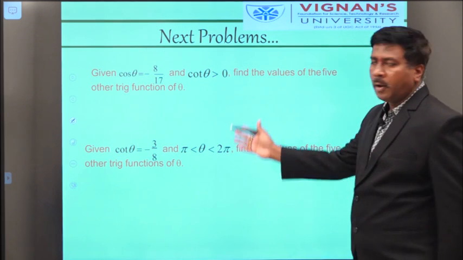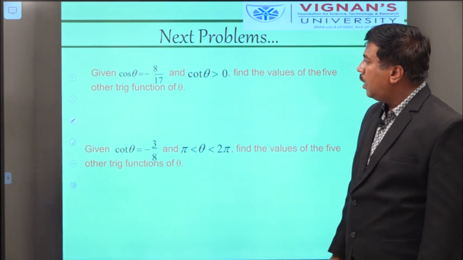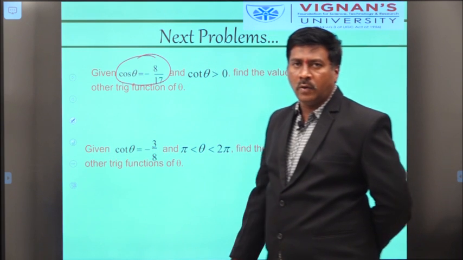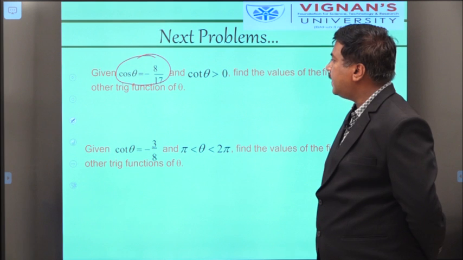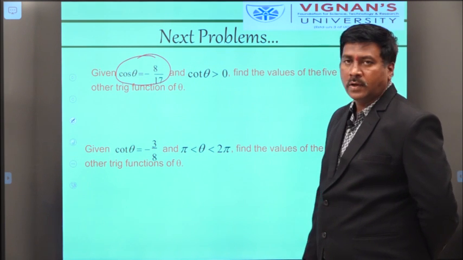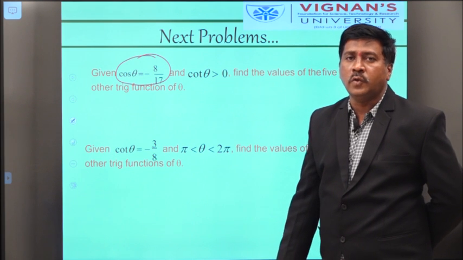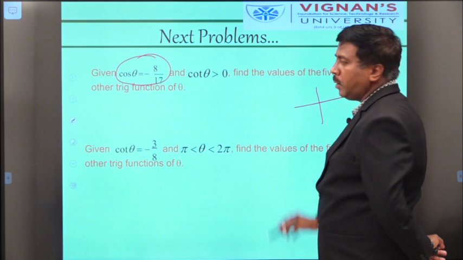Now, all of you please practice these problems, applying whatever conditions are applicable here. I will give some instructions, some hints, for doing these two problems. Cos theta equals minus 8 by 17. Here the cos theta value is negative. So please all of you see this. This is the coordinate plane.